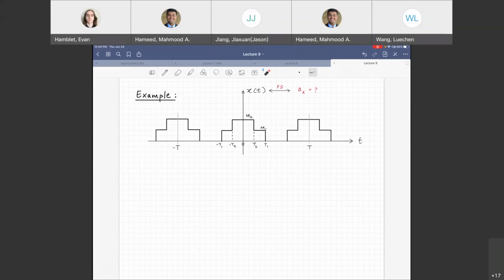I want us to figure out the Fourier series coefficients of this signal. It's a periodic signal, so we should be able to find the Fourier series, and its energy is finite. So we should be able to do it. A sub k exists. So what should I do? Remember, this conversation is happening soon after we talk about the linearity property.